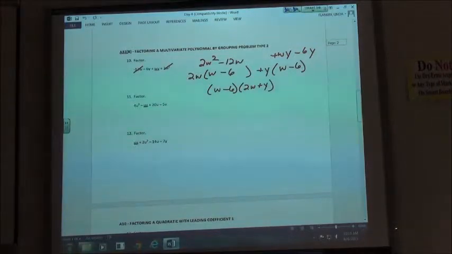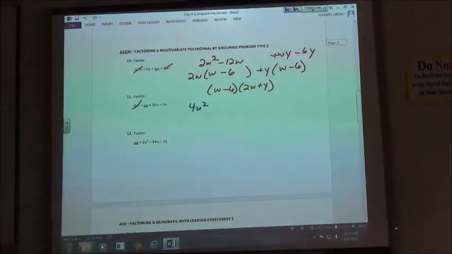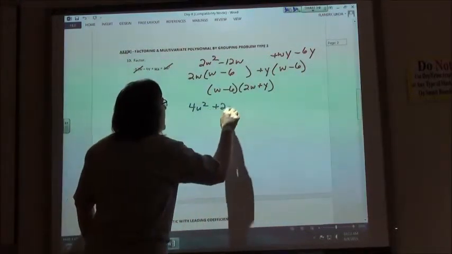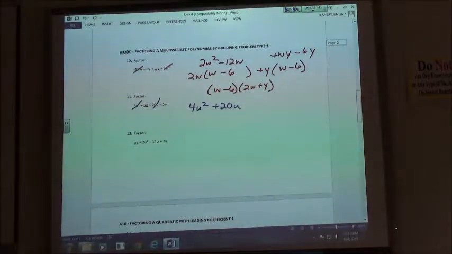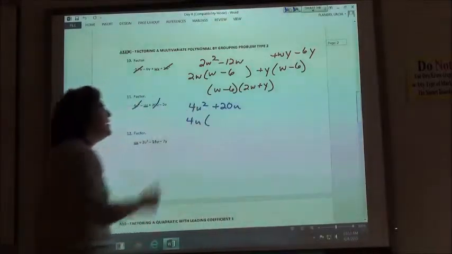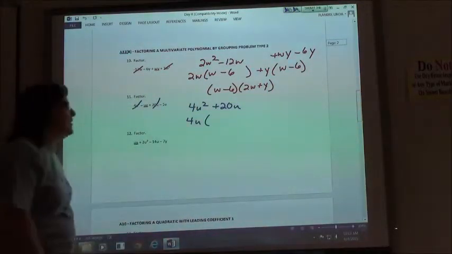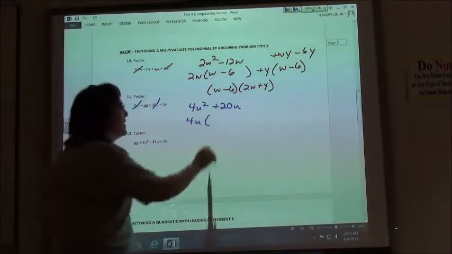So number 11, if I'm going to factor that, I'm going to start with the 4u squared. And what one should I group with the 4u squared? The positive 20u would be my best choice. And out of those two terms, I can take out 4u, which is going to leave me u plus 5.